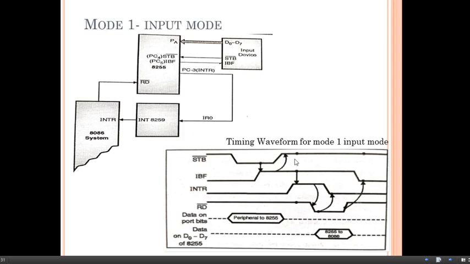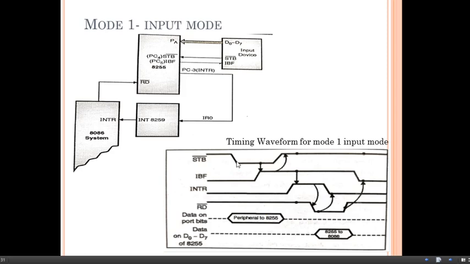Next, these are the timing waveforms for mode 1 input mode. In the case of interrupt driven input mode, the INTR signal is important. Here the data is transferred by the peripheral to the 8255 and the strobe signal is made low. We can observe the strobe signal is made low once the data is transferred from this peripheral to this 8255.